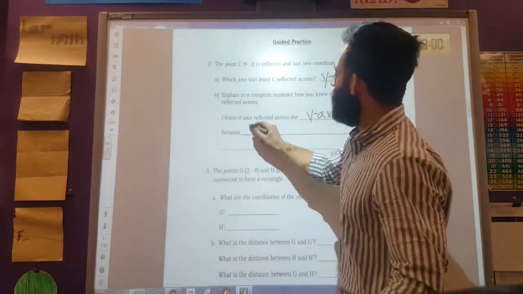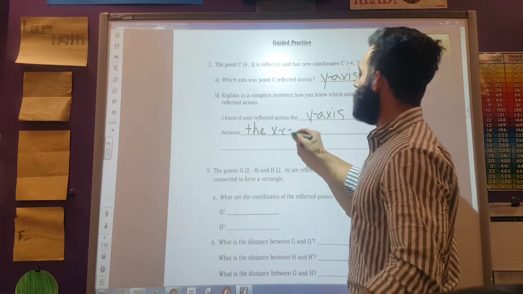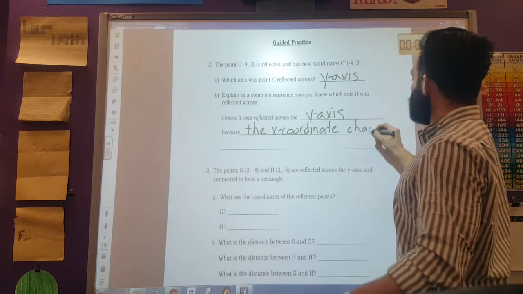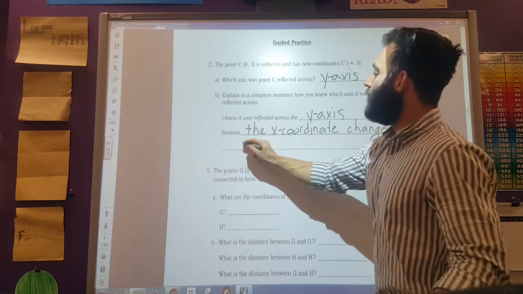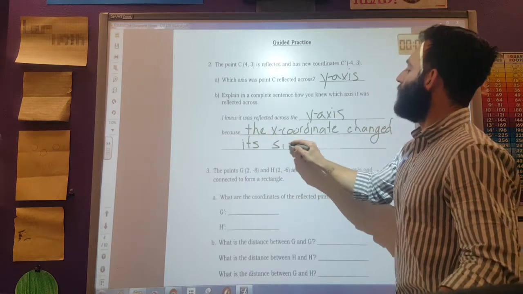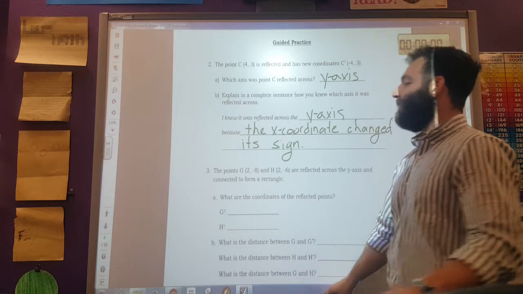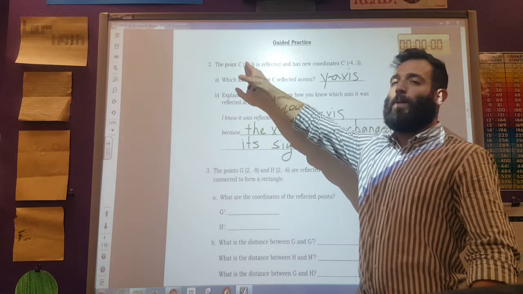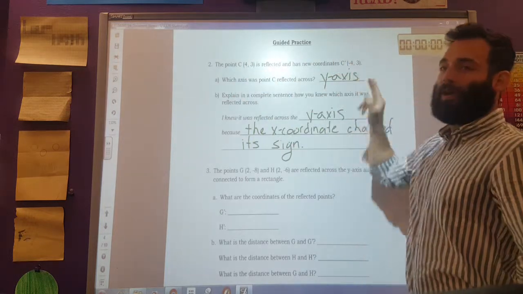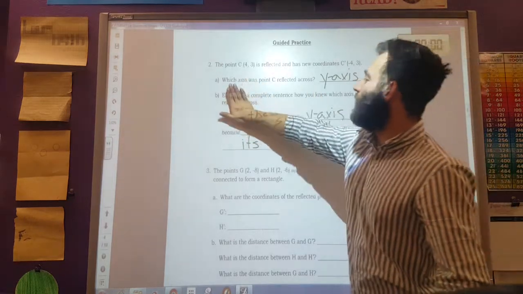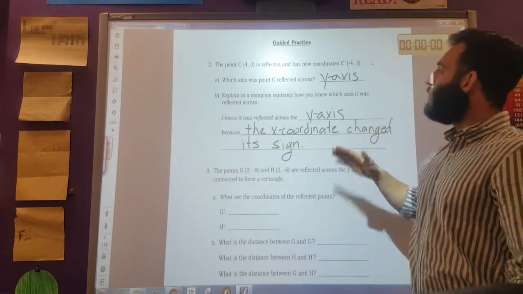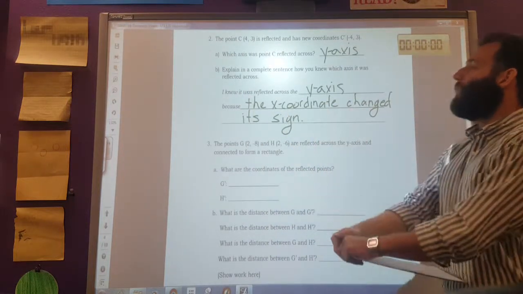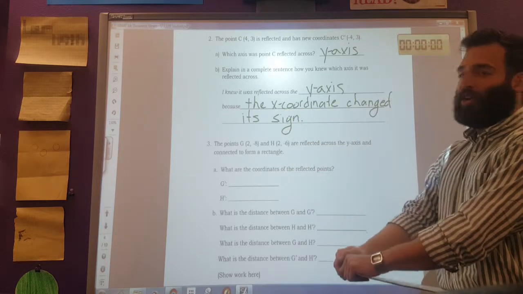because the x-coordinate changed its sign. So here my x-coordinate is my 4, which changed to a -4, which means I know that it reflected from this side to this side, or from this side to this side. I knew it was reflected across the y-axis because the x-coordinate changed its sign.